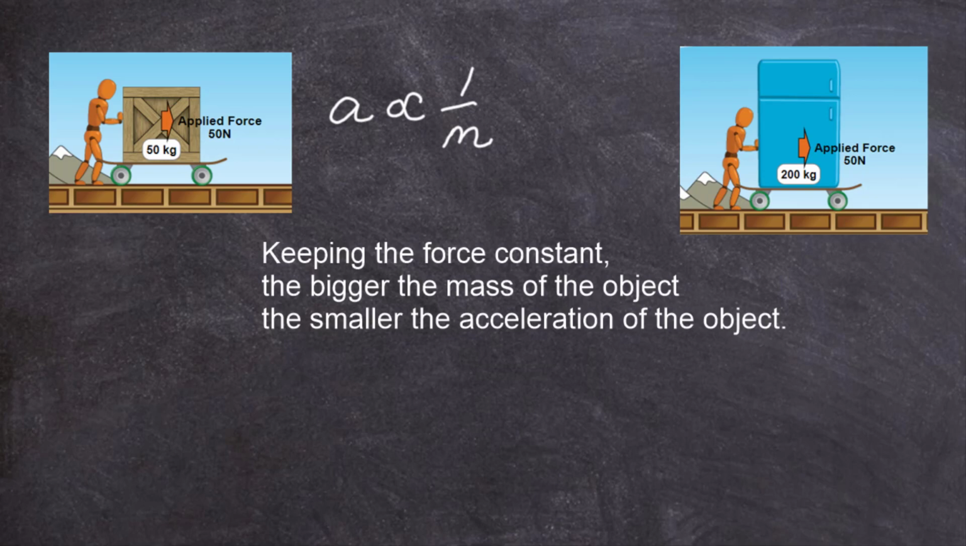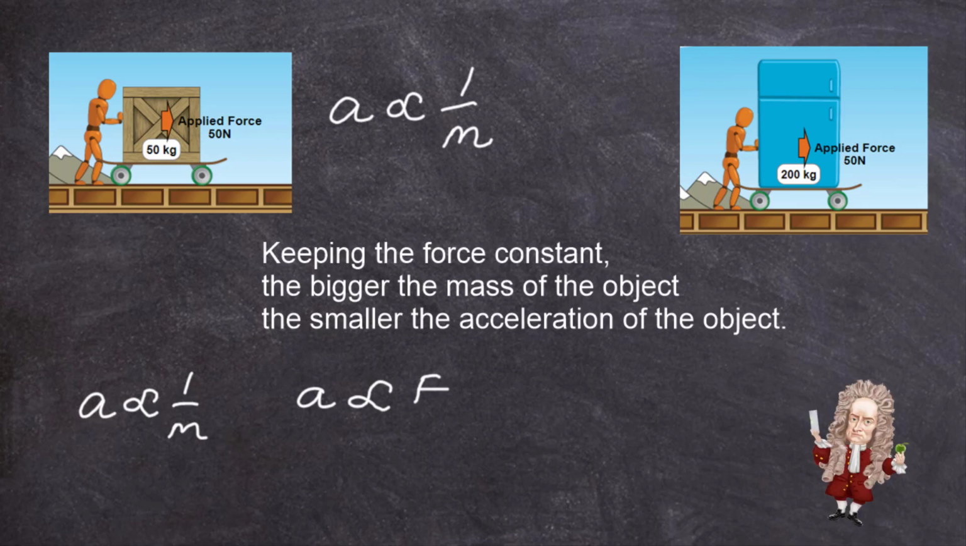So now we've got two statements together. We know that the acceleration of an object is inversely proportional to its mass, and we know the acceleration of an object is directly proportional to the force applied to that object, the unbalanced force applied to it. And Isaac Newton put these two phrases together to produce the famous force equals mass times acceleration equation.